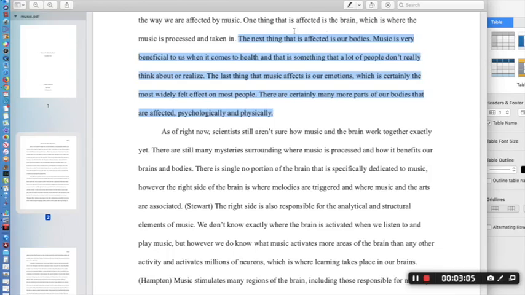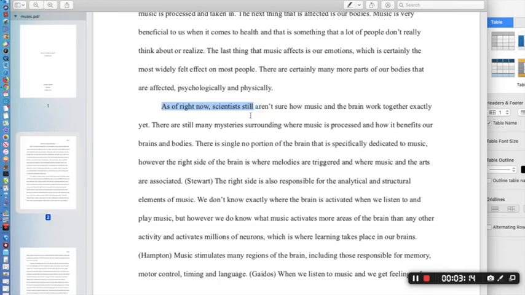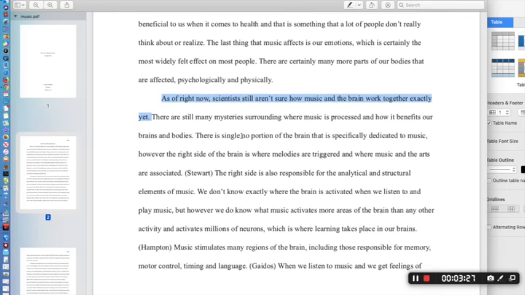I expect to hear about the body a little bit. Eventually, I'm sure that we'll hear about emotions, but I expect to quickly, early on, start about the body. Our first topic sentence of the first body paragraph: "As of right now, scientists aren't sure how music and the brain work together exactly yet. There are still many mysteries surrounding where music is processed and how it benefits our brains and bodies."